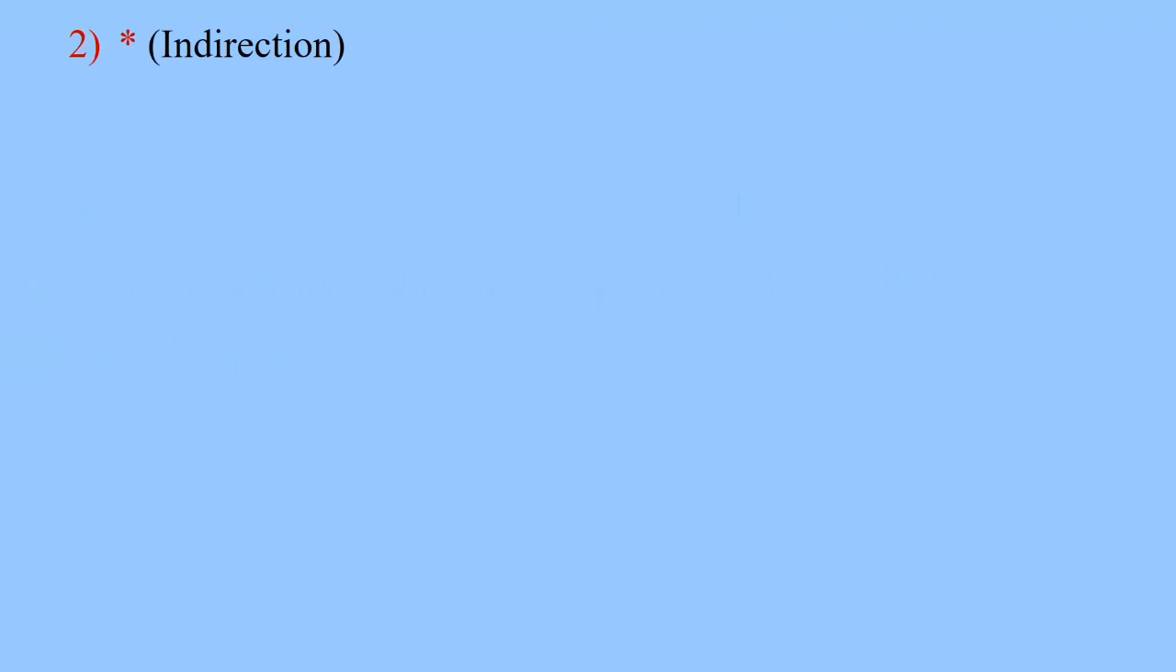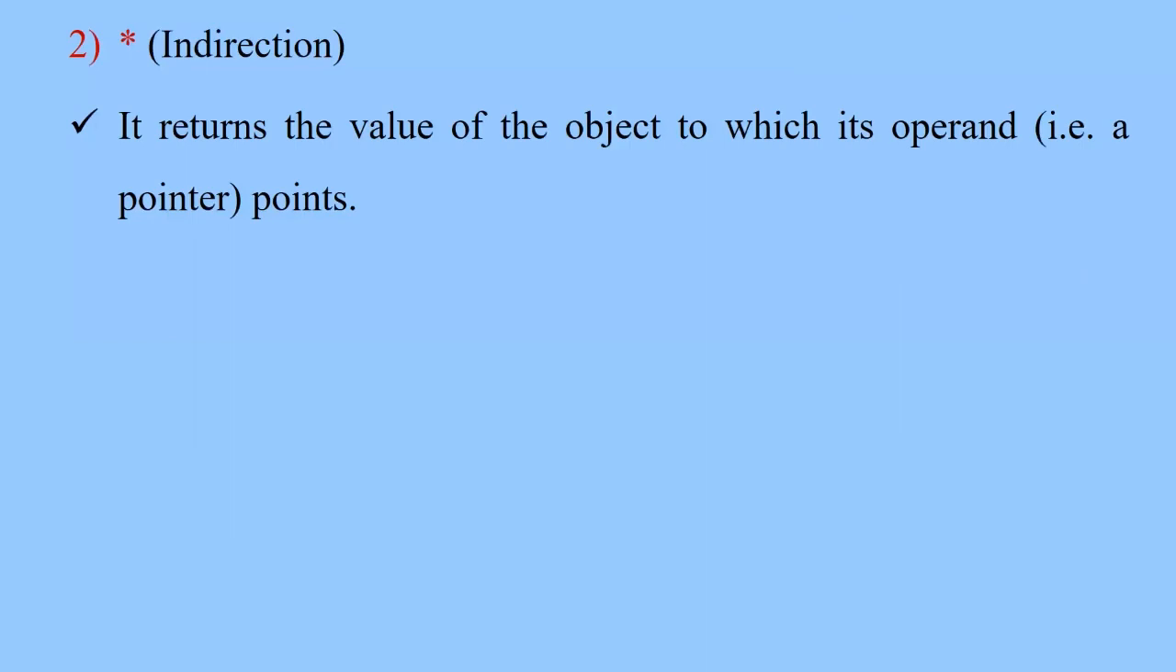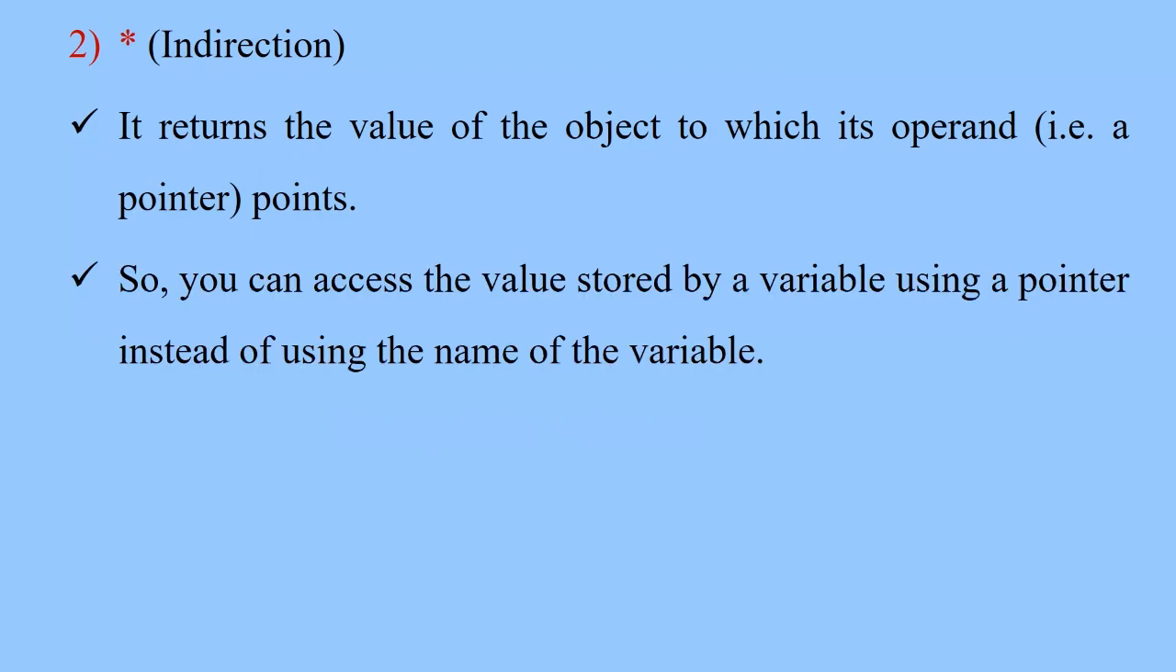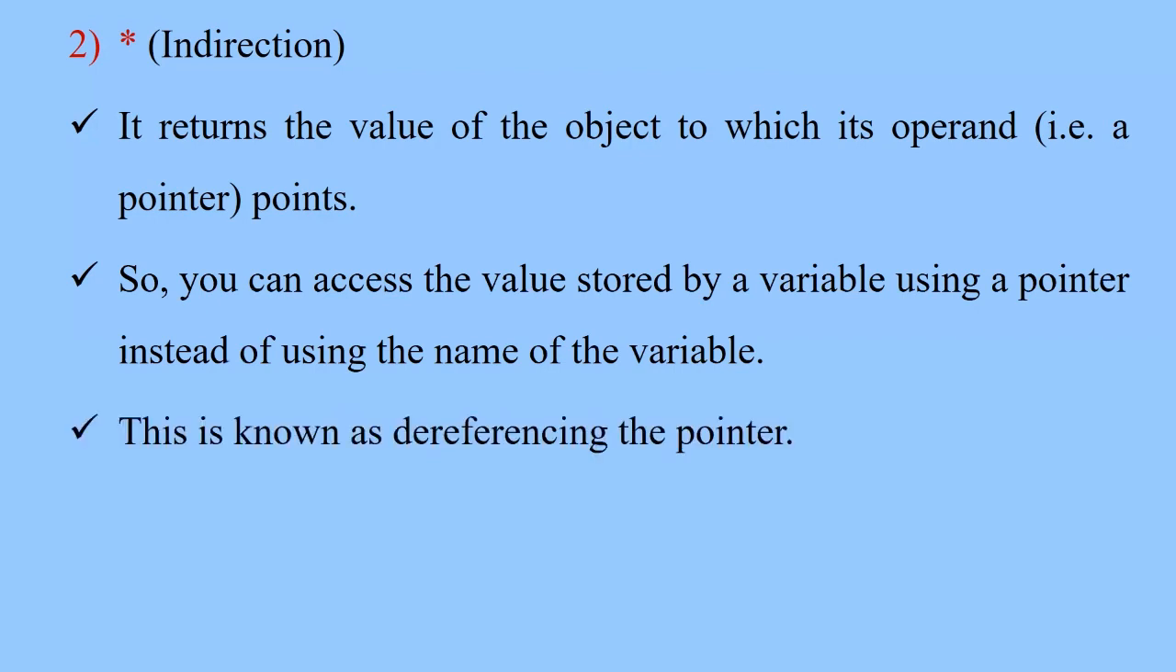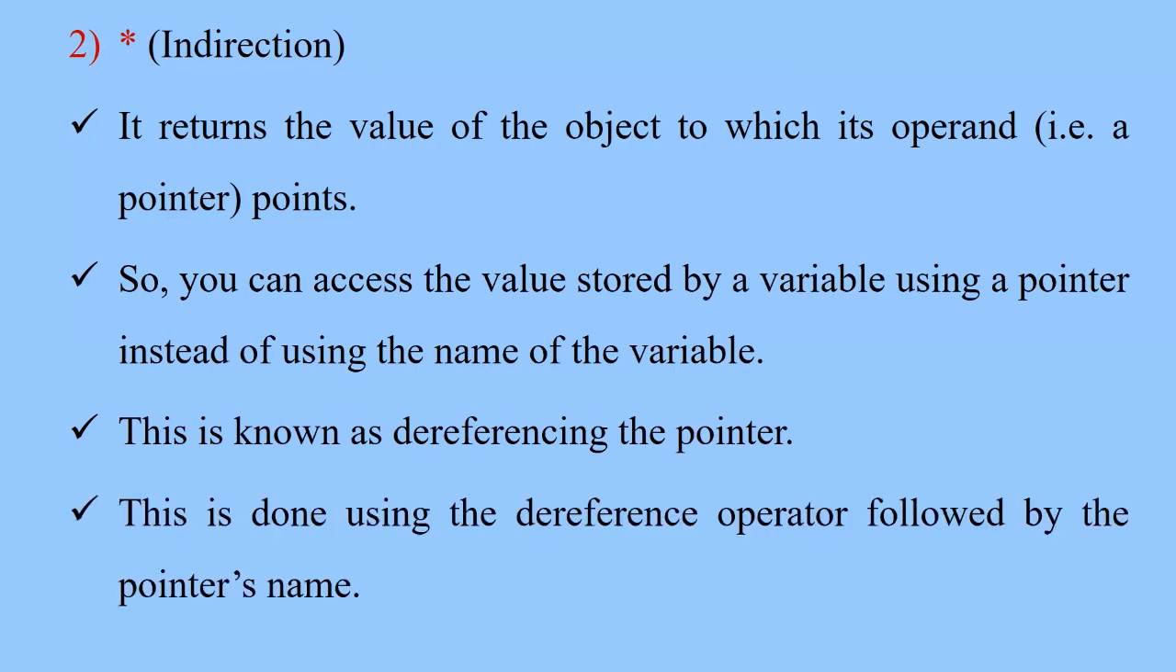Secondly, we have the indirection operator. It returns the value of an object which its operand, that is a pointer, points to. So you can access the value stored by a variable using a pointer instead of using the name of the variable. But remember, we must make use of the indirection operator. This is known as dereferencing the pointer. This is done using the reference operator followed by the pointer's name. For example, the indirection operator score pointer.